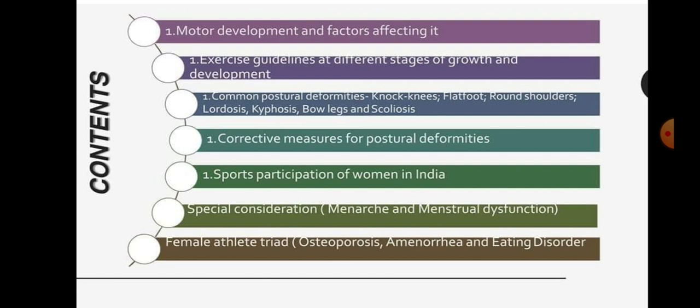First is motor development and factors affecting it. Second is exercise guidelines and different stages of growth and development. Third is common postural deformities like knock knees, flat foot, round shoulder, lordosis, kyphosis, bow leg, and scoliosis. Next is corrective measures for postural deformities, and sports participation of women in India. Next is special consideration, and last is female athlete traits. So these are the contents of chapter number 5.